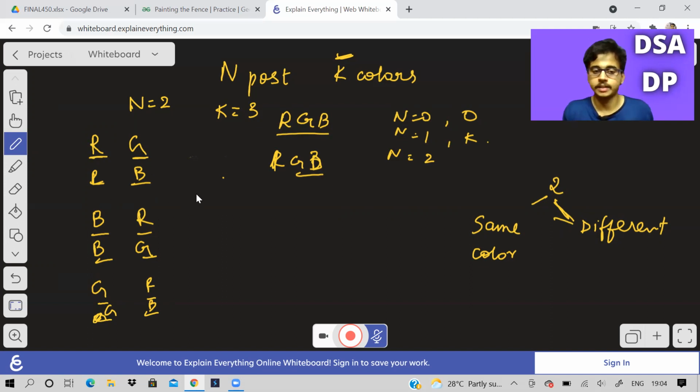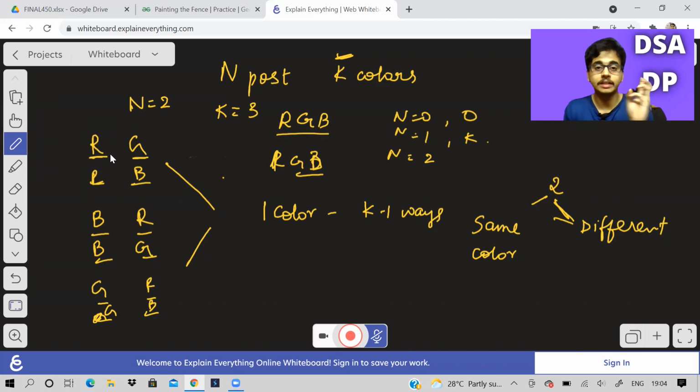How do we write this mathematically in terms of K? That is important. So for one color, if you want a different color for the adjacent post, we will have K minus 1 ways. See, if I colored with red, I have 2 options. 2 is equal to 3 minus 1. 3 is K over here. So for one color, if I fix, I have K minus 1 ways of painting the adjacent post.